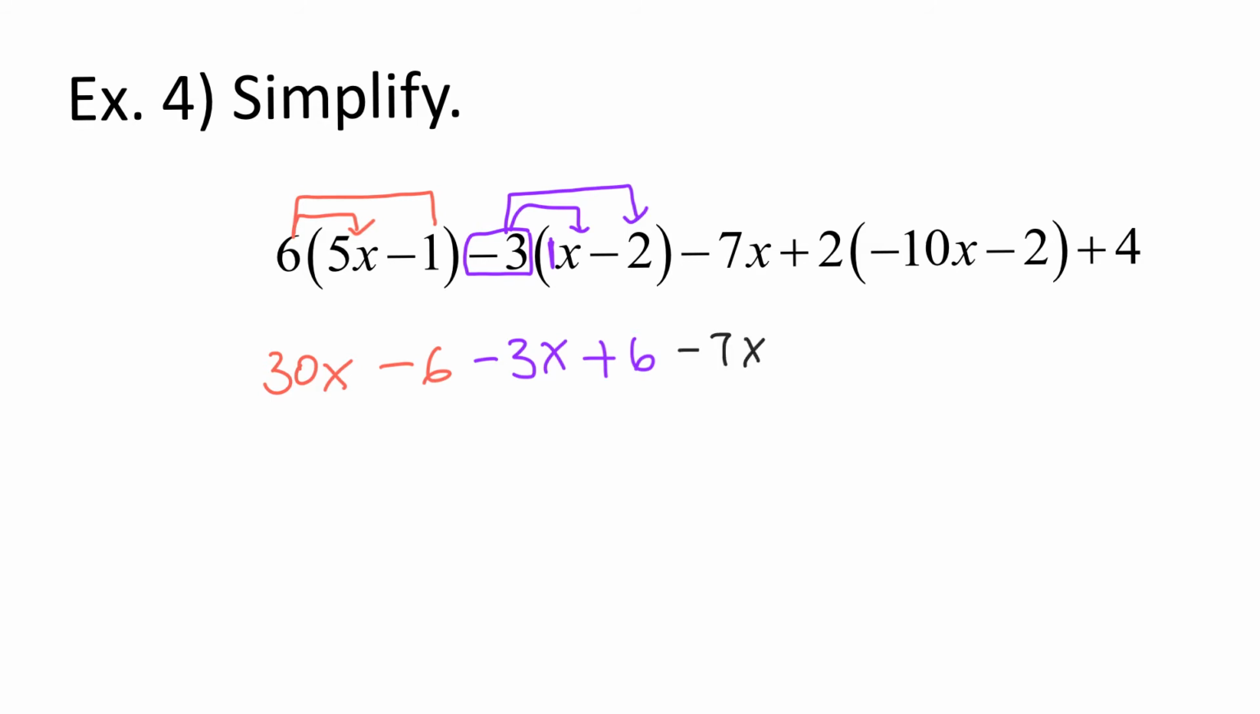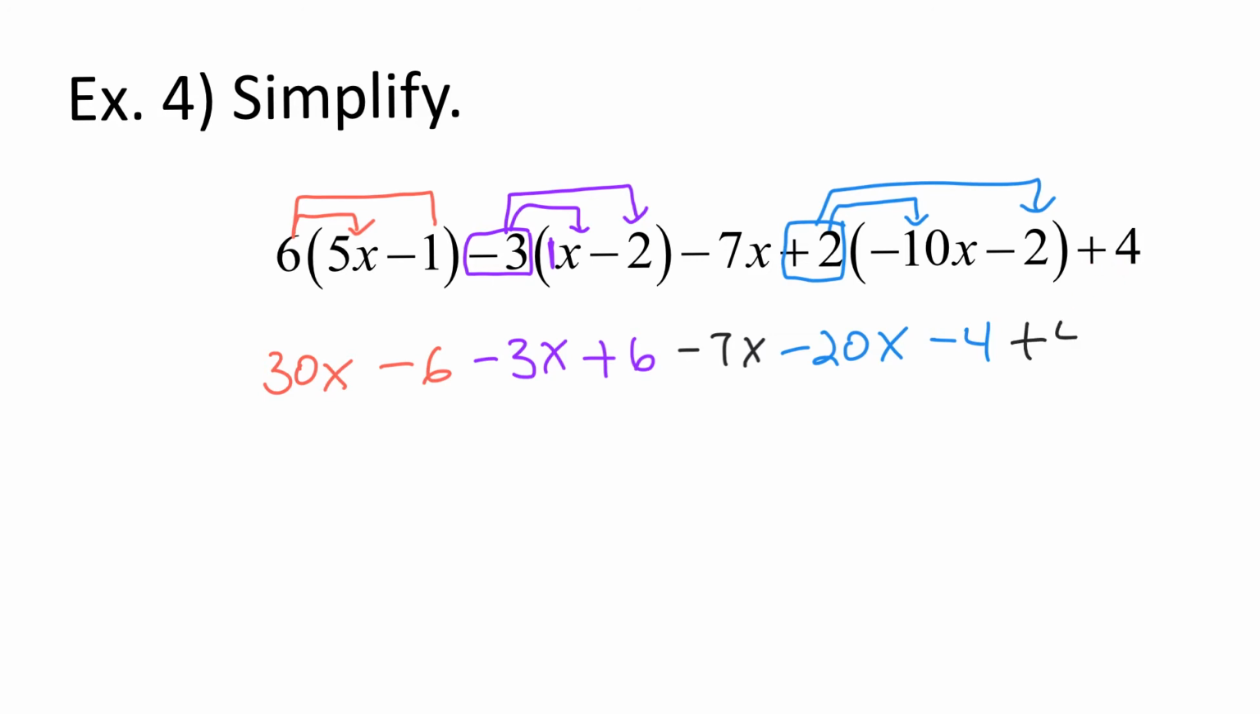But now I do have a positive 2, and I'm going to distribute times the first one. So positive 2 times negative 10x. Positive 2 times negative 10, that's negative 20. Keep the x. And positive 2 times negative 2, you're multiplying, so they don't cancel. You have to multiply positive 2 times negative 2. That is negative 4. And the last one, we do have a constant, plus 4. So you bring down the plus 4.